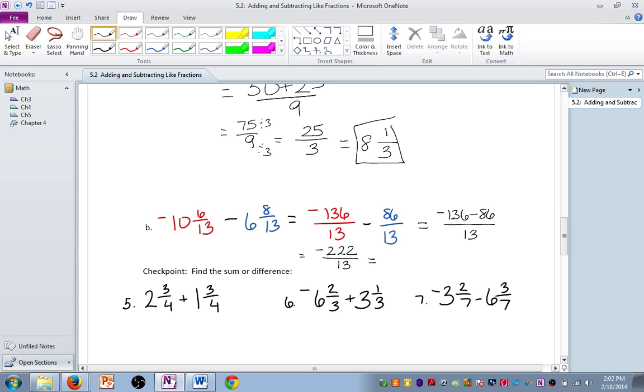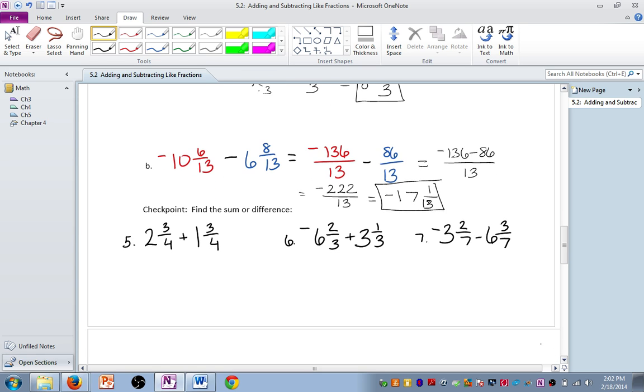That's improper, so I'm going to make that mixed. 13 goes into 222 17 times with 1 left over. My denominator stays the same. So it ends up being 17 1/3, but you have to remember that you're dealing with a negative sign, and that negative carries over to the whole mixed number. So your final answer is negative 17 1/3.